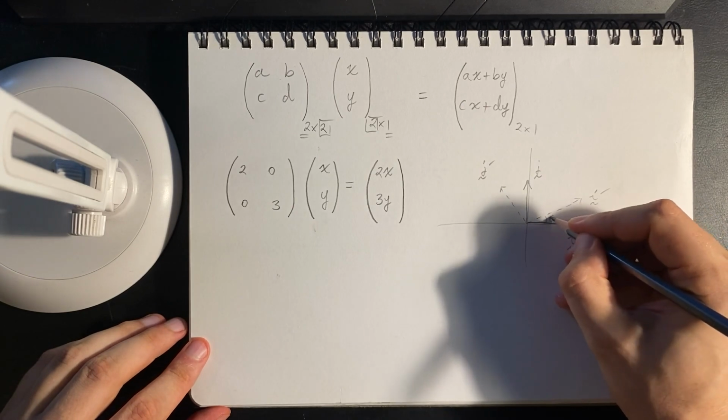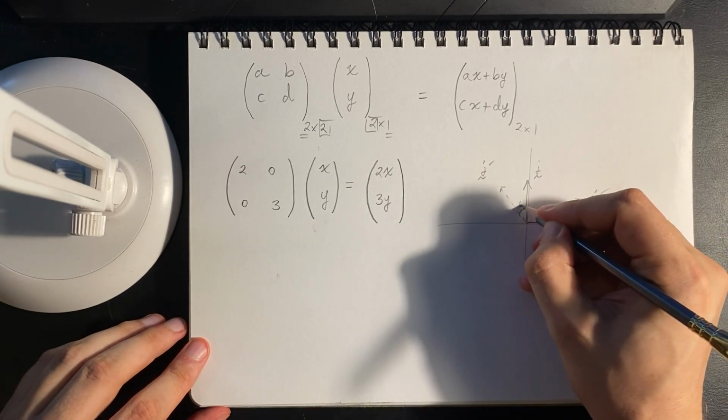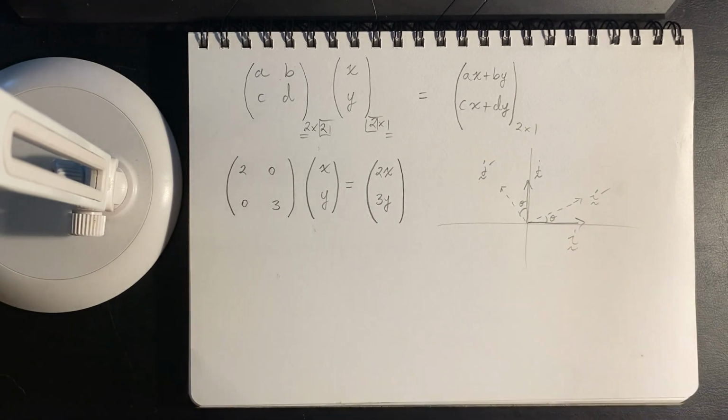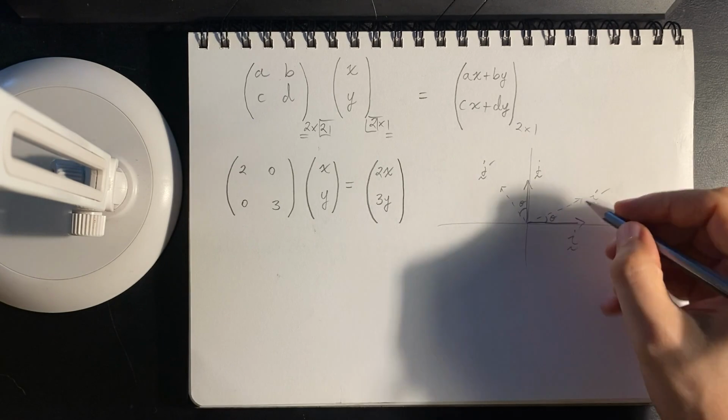And we can draw a little diagram. We've rotated them by some angle. In order to find the components of these vectors, I'm going to break them down.